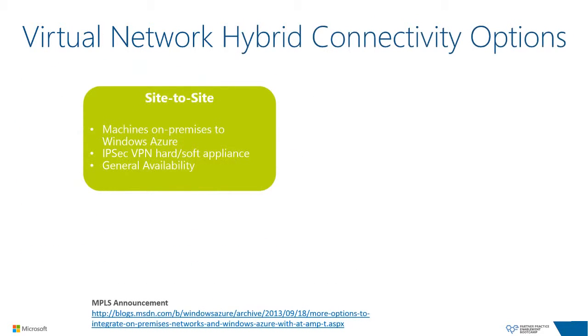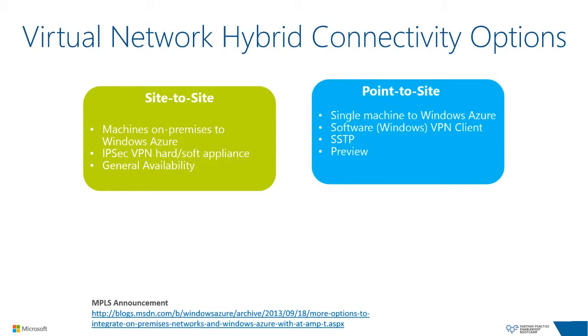There are multiple options for enabling hybrid connectivity in Windows Azure. The first option is site-to-site connectivity, and it is fully supported and is currently in general availability. This option allows you to configure a hardware or software VPN device to connect entire networks on premises to the Windows Azure Virtual Network. The second option is point-to-site connectivity, and this is currently in preview.